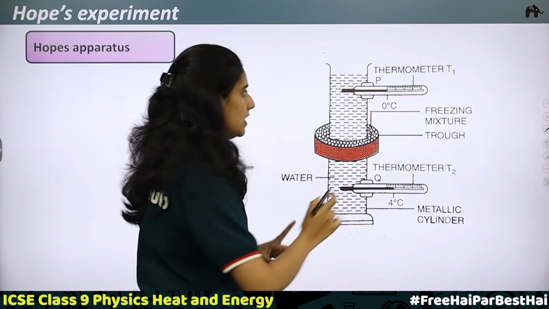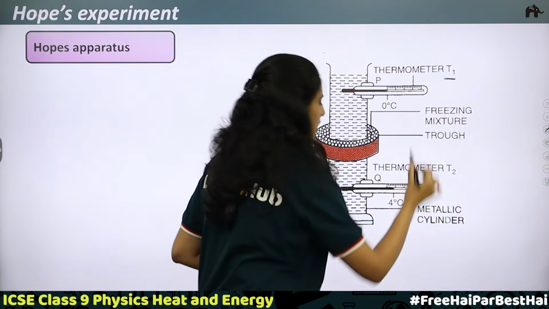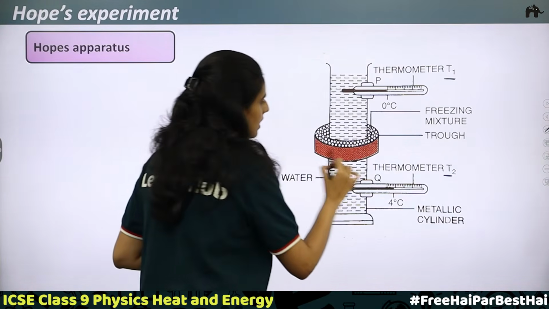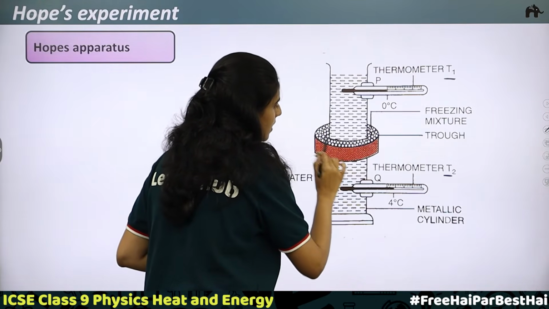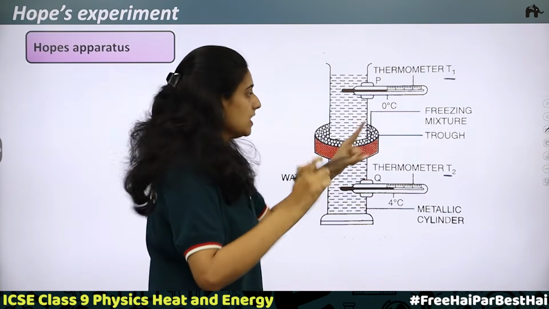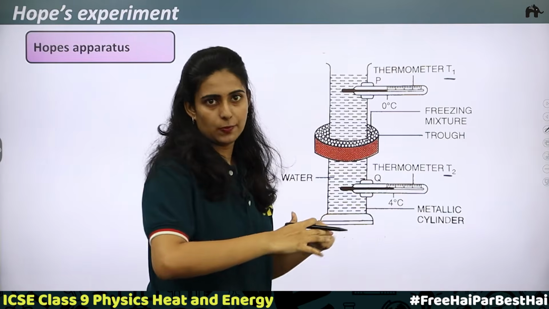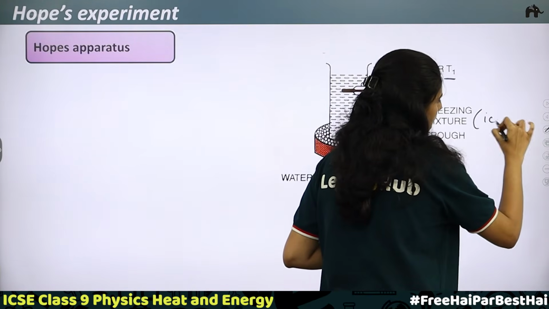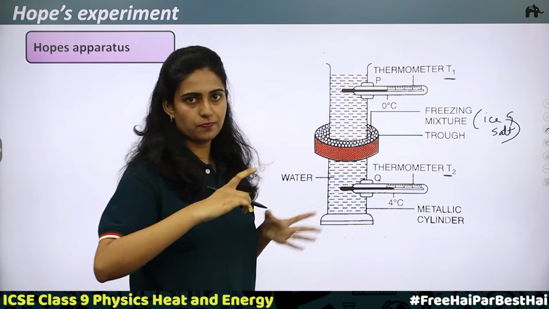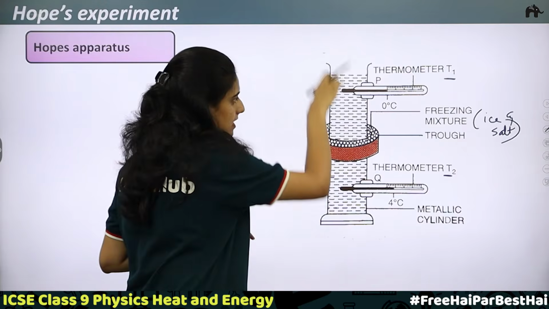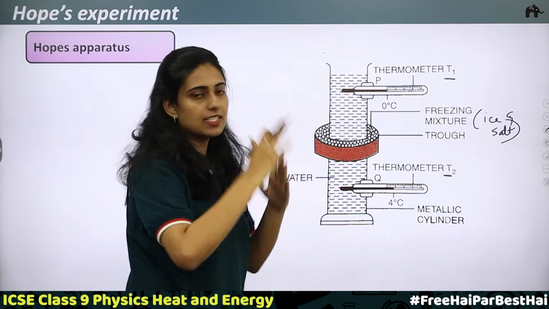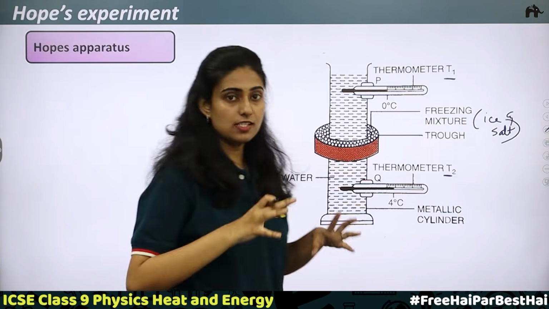Two thermometers are fitted here. This is thermometer T1, and this is thermometer T2, to note the temperatures. Then you are having another cylindrical trough almost at the center of this tall metallic cylinder. This trough will be filled with a freezing mixture, which is made up of ice and salt. For cooling, this is used. Now inside the tall cylinder, it is filled with pure water. At regular intervals, the temperatures T1 and T2 are noted. This is how the experiment is.